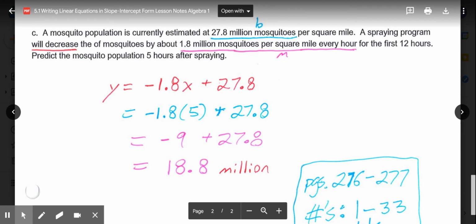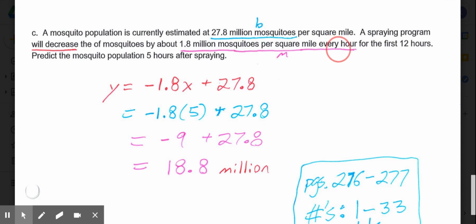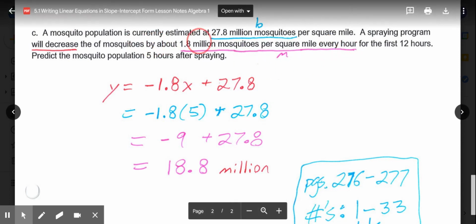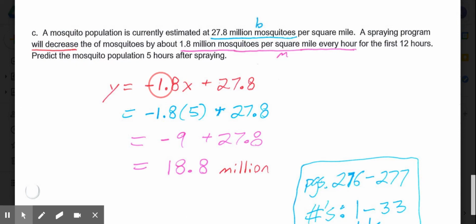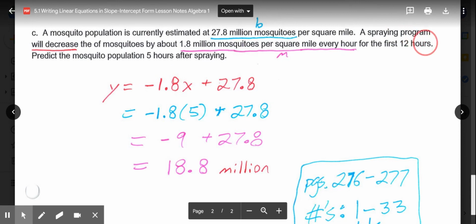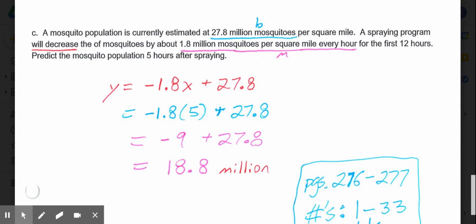A spraying program will decrease, and that's a key here, will decrease the number of mosquitoes by about 1.8 million mosquitoes per square mile every hour. So there's our slope of 1.8 million. But because it's a decrease, that is a negative 1.8, because we're losing that many millions of mosquitoes every hour. And this is effective for the first 12 hours. Predict the mosquito population after 5 hours of spraying.